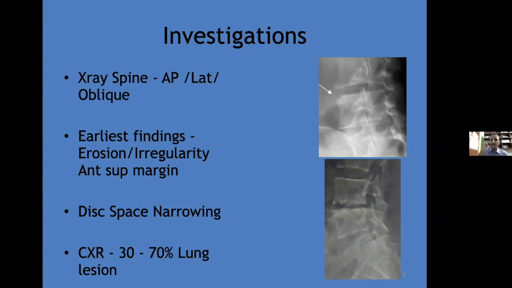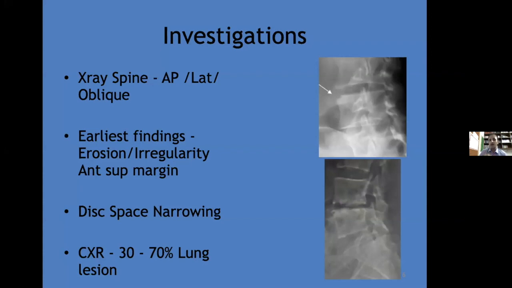But mentally, you should be aware that you have to pick up the earliest findings, because X-ray has a very poor sensitivity of just say 15 to 20%, especially in early cases.